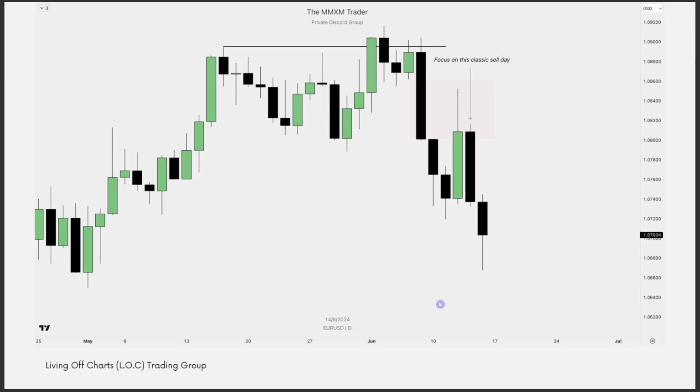So over here we're talking about those classic sell day profiles, right? We've got the EURUSD daily chart. We hit a key level, right? We had a breaker, fair value gap. We hit that, close inside, and then we focus on the next day for a classic sell day profile.